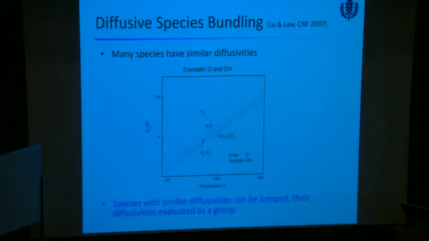So therefore, O and OH, their diffusivity are the same in other people's eyes. So we just treat them as the same group. And then we just need to find who can be grouped together, right? It turned out this is an interesting discrete mathematical problem.